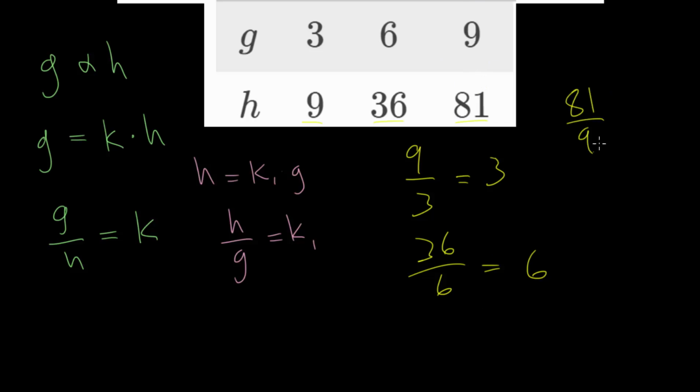We can take 81 and divide it by 9, and notice that this is equal to 9. So we got different numbers at each step, and the only way for these to be proportional is for the ratios to equal the same number at each step. So they would all have to equal that same number. And again, since they didn't, we know for sure that g and h are not proportional to each other.